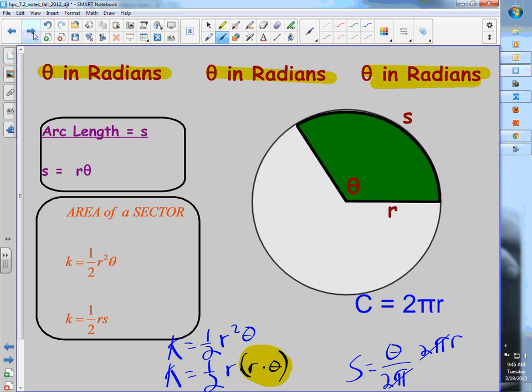These formulas are for theta not in degrees, for theta in radians. One of the frustrating things is to watch people who don't learn their formulas interchange them with degrees and radians. They don't interchange. So theta in radians for these formulas. Arc length, we did that yesterday: S equals r theta.